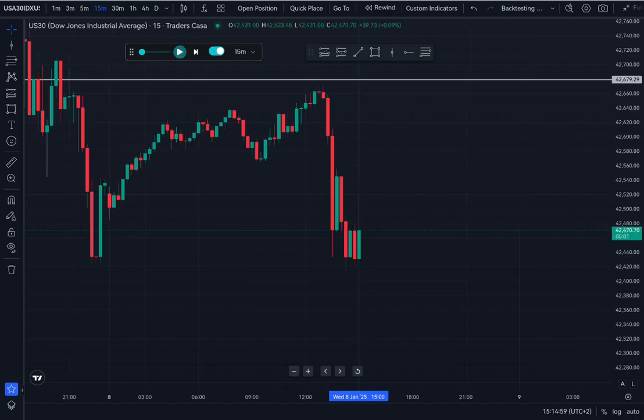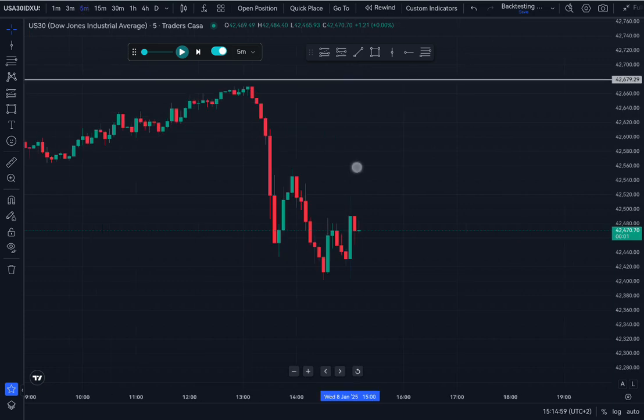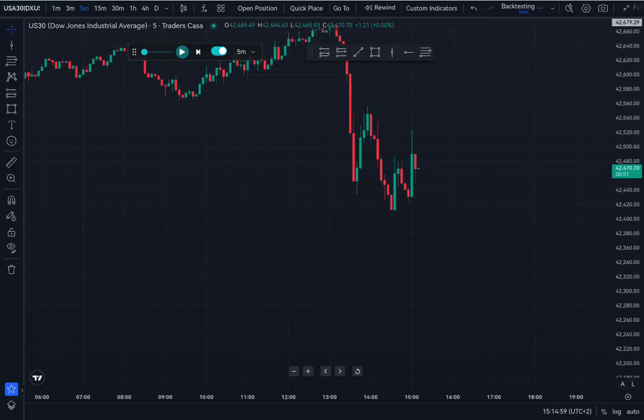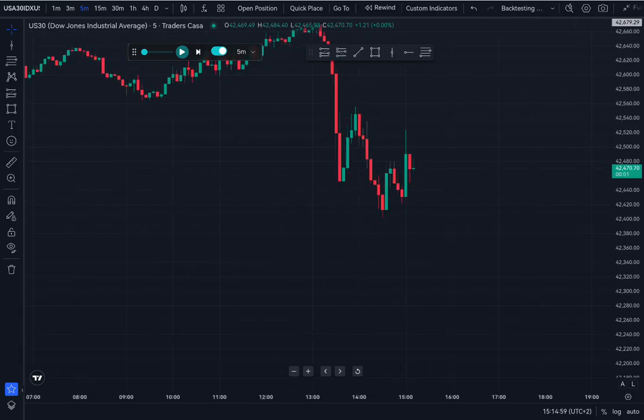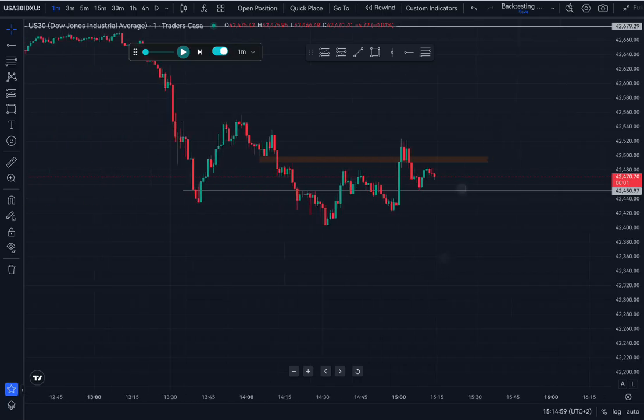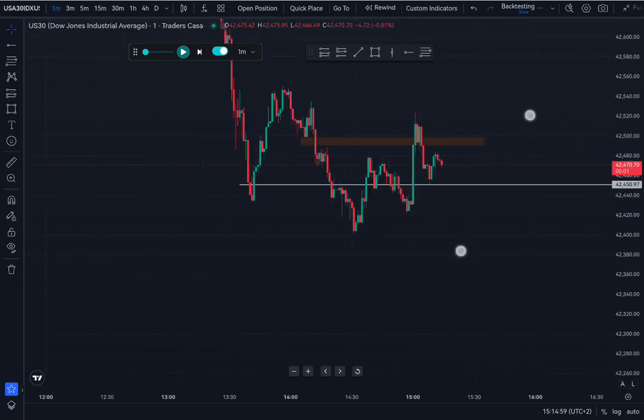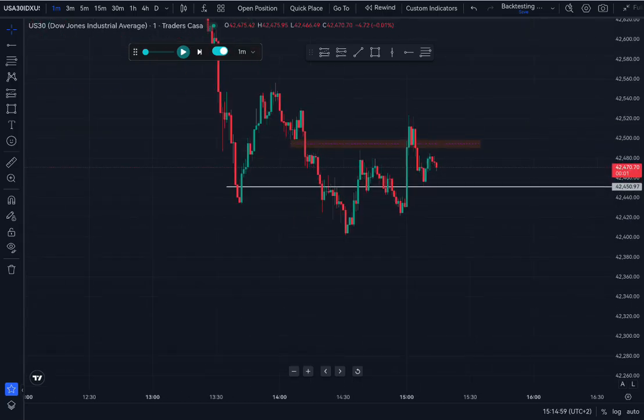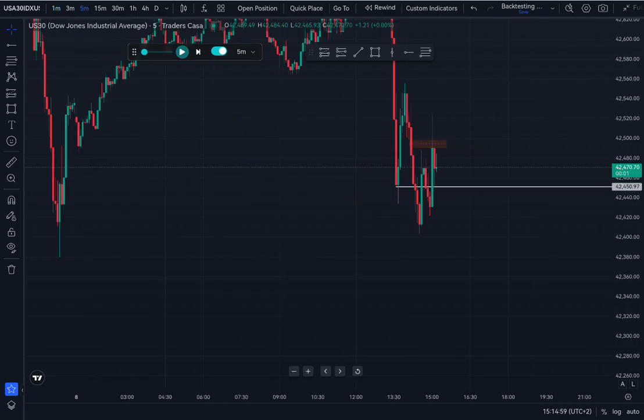Nice push. Here is market structure shift bearish over here, and return into fair value gap over here, and rejected off of that area. 1 minute time frame. I don't think 1 minute will matter.